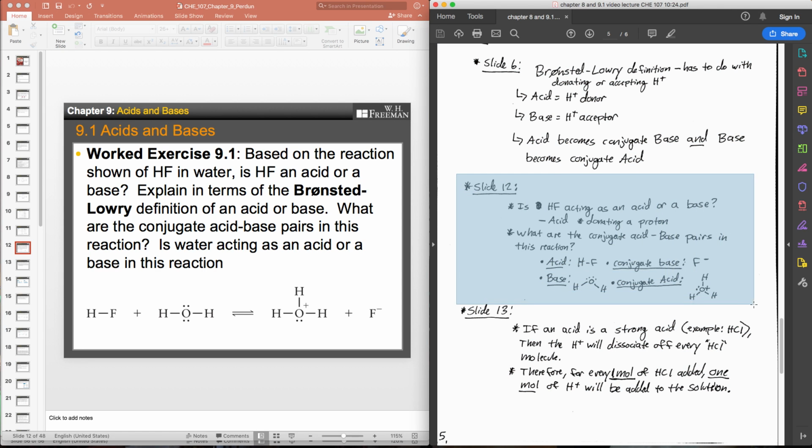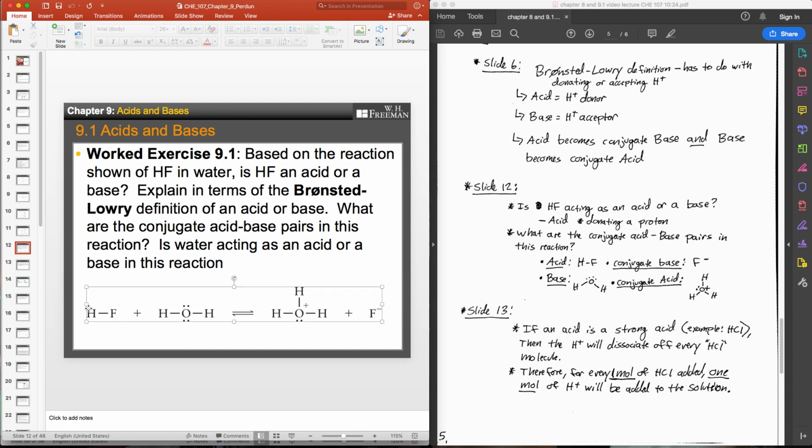So is HF, hydrofluoric acid, acting as an acid or base? I kind of gave it away, but it's written right here. So is it acting as an acid, or is it acting as a base? We're looking at Bronsted-Lowry definitions here, so is it considered an acid or a base? It's considered an acid because right here you can see that it is donating a hydrogen to water. Therefore, this right here is considered the acid, okay?